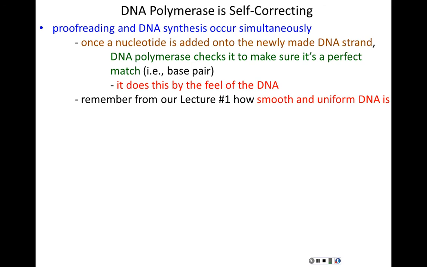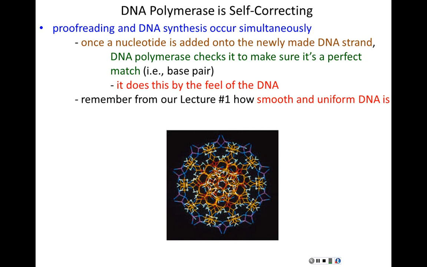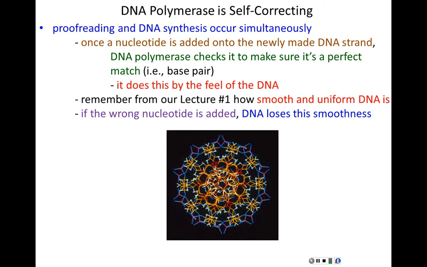You might remember from Lecture 1 we talked about how smooth and uniform and repeating that DNA is. I even showed you this diagram to just show you the beauty of the structure of DNA. If you don't remember, this is looking down the barrel of a DNA molecule as though we turned it towards ourselves and we were looking down on the top. A very regular, repeating, elegant structure. When the wrong nucleotide is put into this structure, it distorts and destroys this smooth, repeating pattern. And so when DNA loses its smoothness, DNA polymerase realizes it made a mistake.